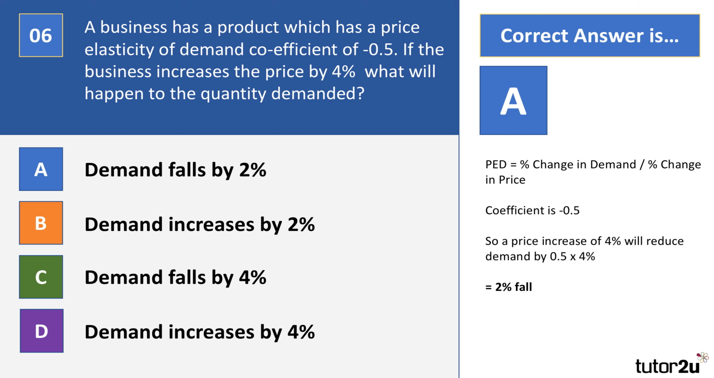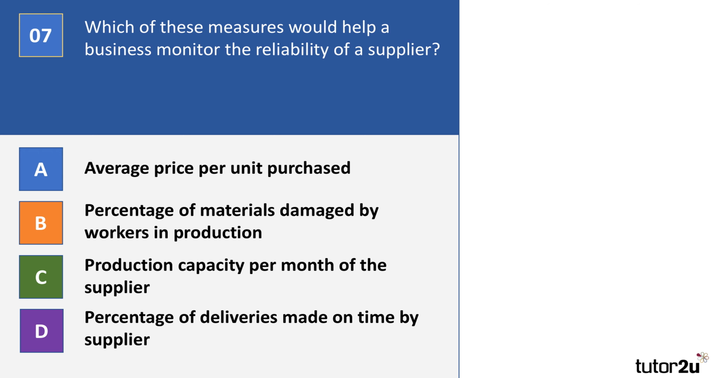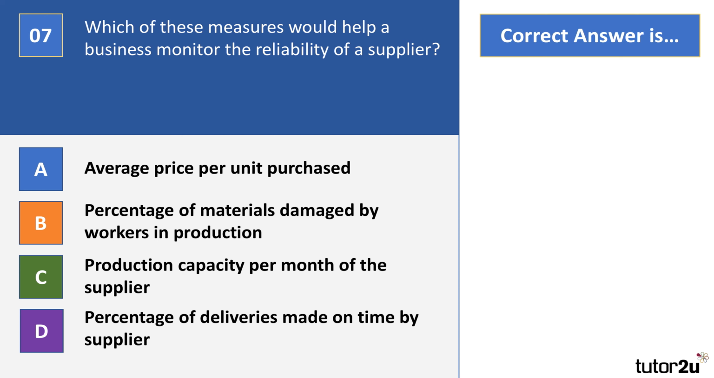Moving on to question 7. Which of these measures would help a business monitor the reliability of a supplier? Here are the 4 choices. Pause the video, have a go answering this question. And if you've had a go and worked out what you think the right answer is, hopefully you've spotted that the answer in this case is D.